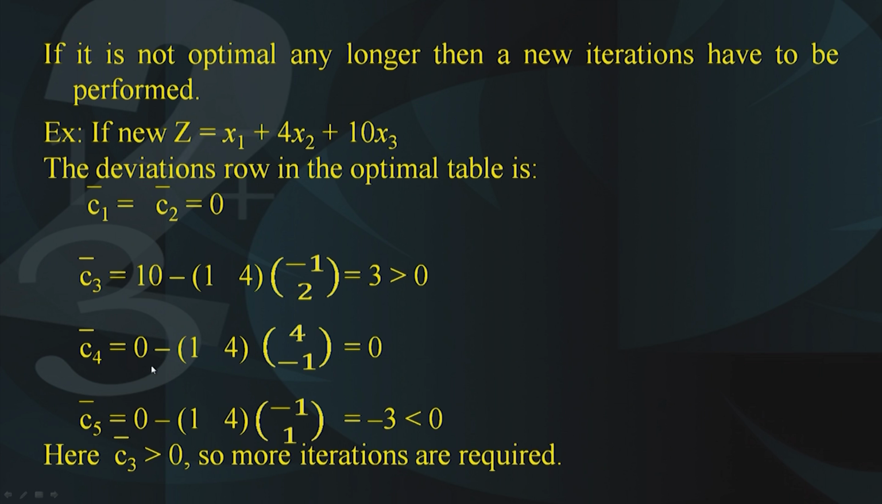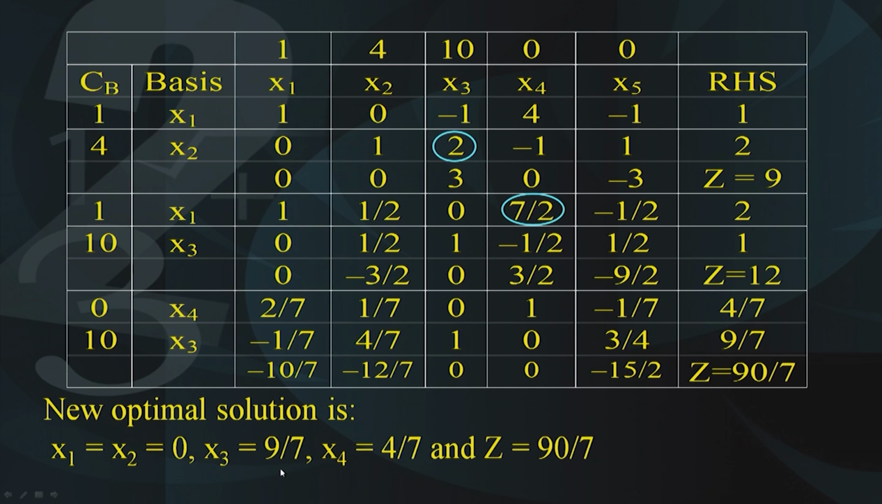Again C4 bar is 0 minus 1 by 4 multiplied by 4 minus 1, which is equal to 0, and finally C5 bar is 0 minus 1 4 multiplied by minus 1 1, which is equal to minus 3, which is less than 0. Now, what do we observe? We observe all the entries to be either 0 or negative except this entry C3. C3 bar is 3, it is positive. So, this indicates that this is not optimum any longer. Therefore, we have to perform another iteration. Since C3 bar is greater than 0, one more iteration has to be performed. Let us perform this iteration.